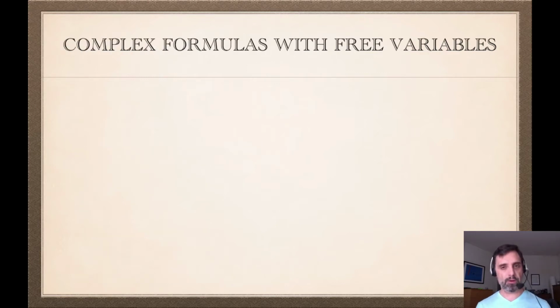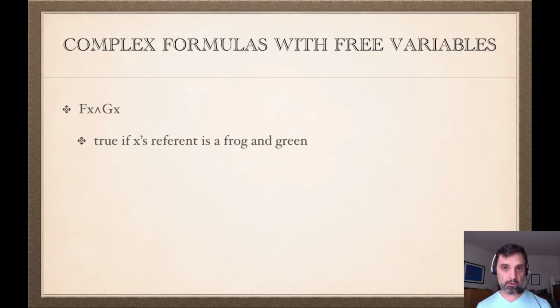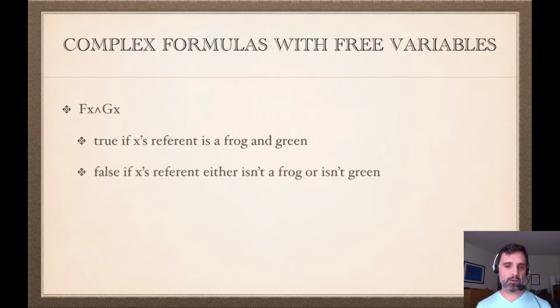Complex formulas with free variables can be understood similarly. If we have Fx and Gx, then this is true if x's referent is both a frog and green, i.e. it's a green frog. It's false if x's referent either isn't a frog or isn't green, and it has no truth value if x doesn't have a referent.